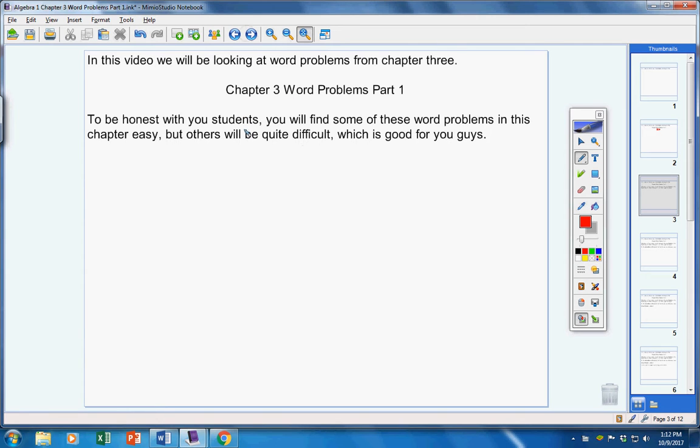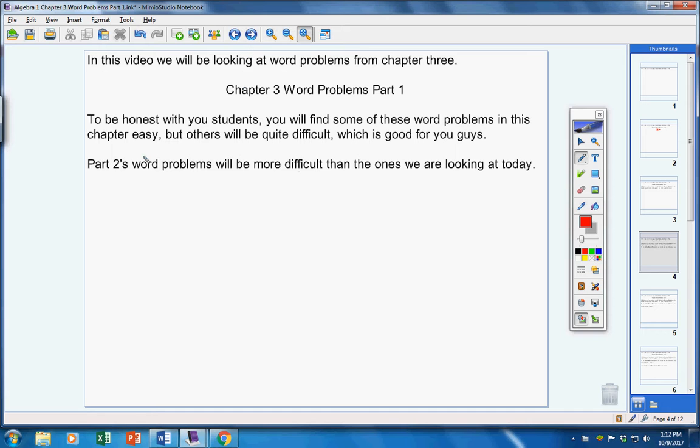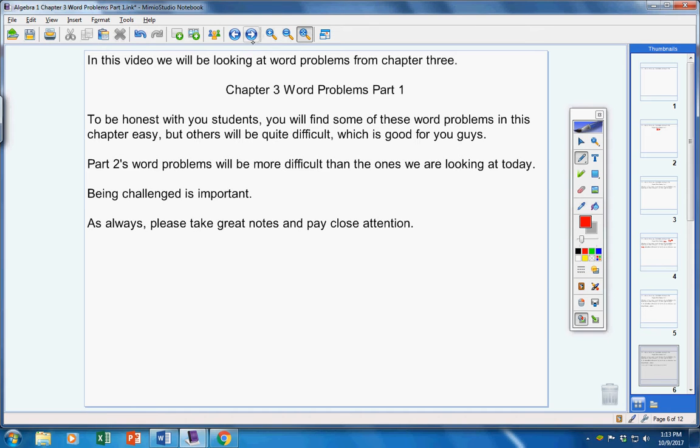To be honest with you students, you will find some of these word problems in Chapter 3 easy, but others will be quite difficult, which is actually good for you guys. Challenging is good for you. Part 2's word problems, by the way, there are 2 parts, okay? Today's Part 1, tomorrow's Part 2. Part 2's word problems that we'll look at later will be more difficult than the ones we are looking at today for the most part. Being challenged is important, so please be ready for this challenge and work hard.